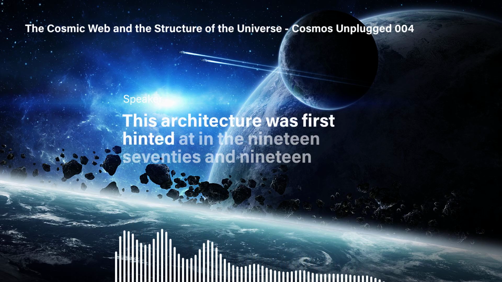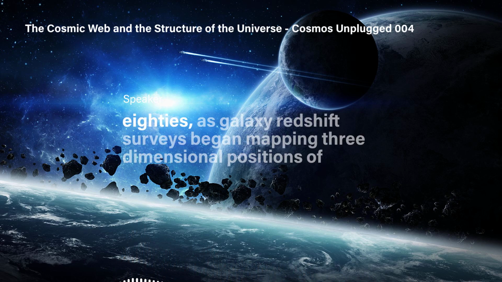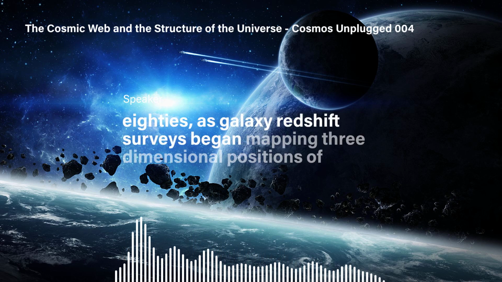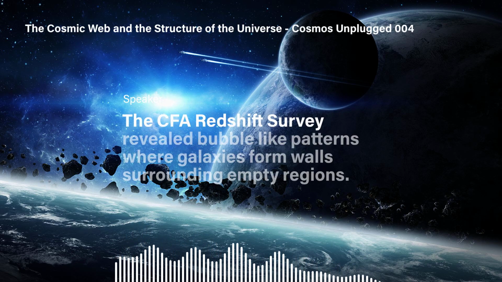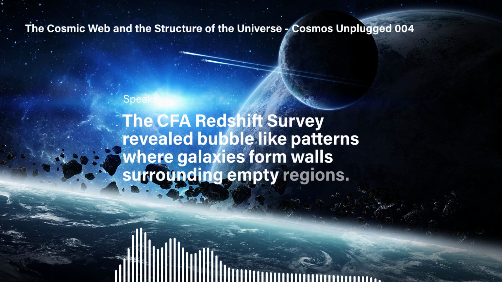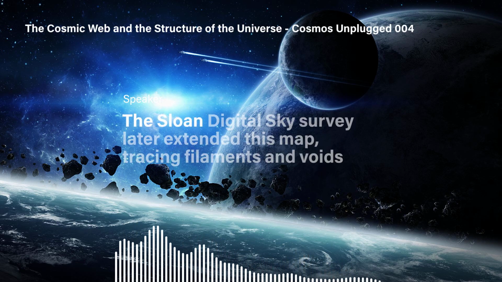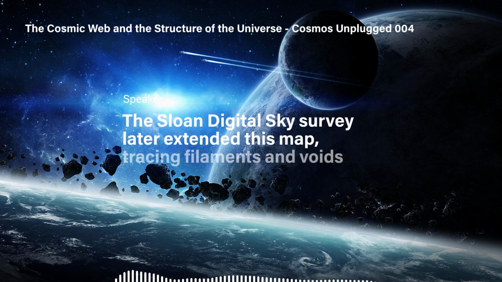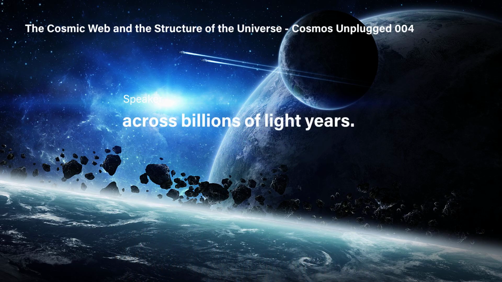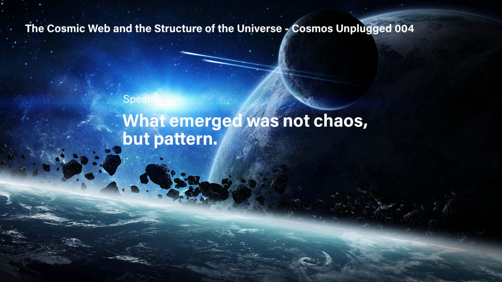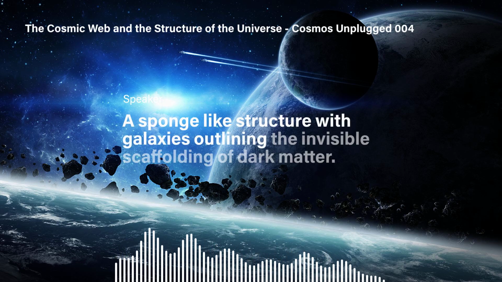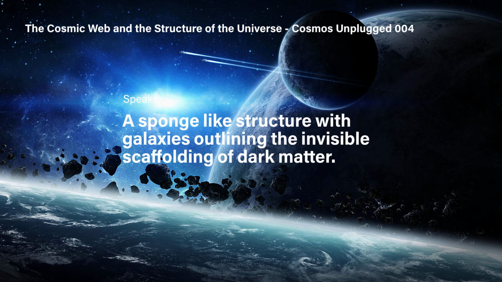This architecture was first hinted at in the 1970s and 1980s, as galaxy redshift surveys began mapping three-dimensional positions of galaxies. The CfA Redshift Survey revealed bubble-like patterns, where galaxies form walls surrounding empty regions. The Sloan Digital Sky Survey later extended this map, tracing filaments and voids across billions of light years. What emerged was not chaos, but pattern: a sponge-like structure with galaxies outlining the invisible scaffolding of dark matter.